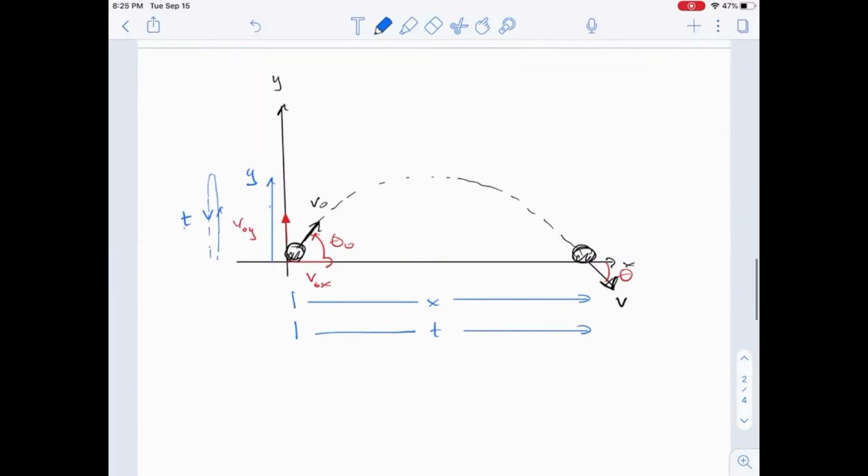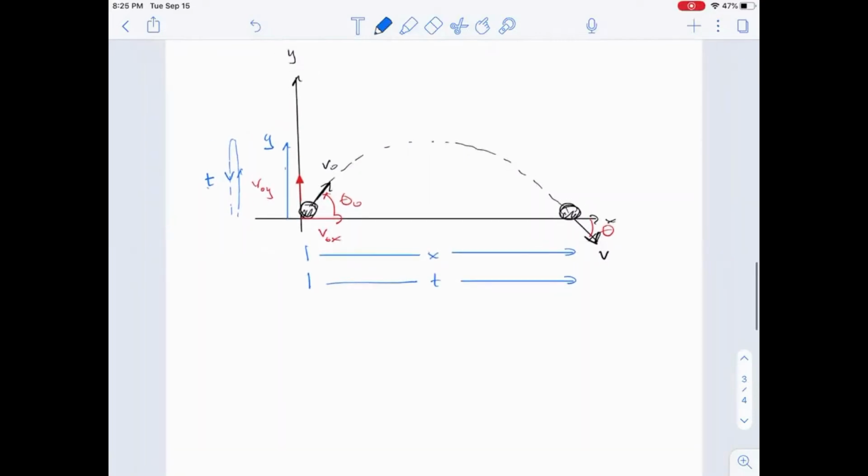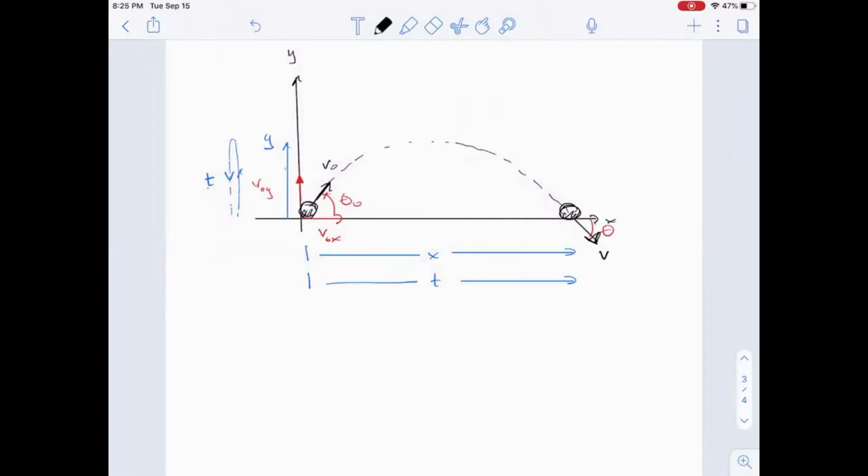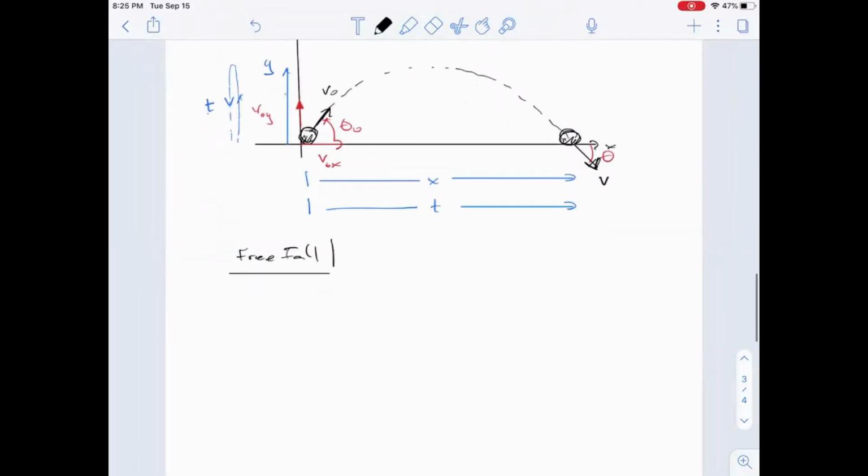Okay, so let's adjust the formulas, the free fall formulas. Free fall is the motion in the y direction. Height equals initial velocity times time plus or minus 1/2 g t squared. Final velocity equals initial velocity plus or minus g times t, and the square of the final velocity equals the square of the initial velocity plus or minus 2 g times height.